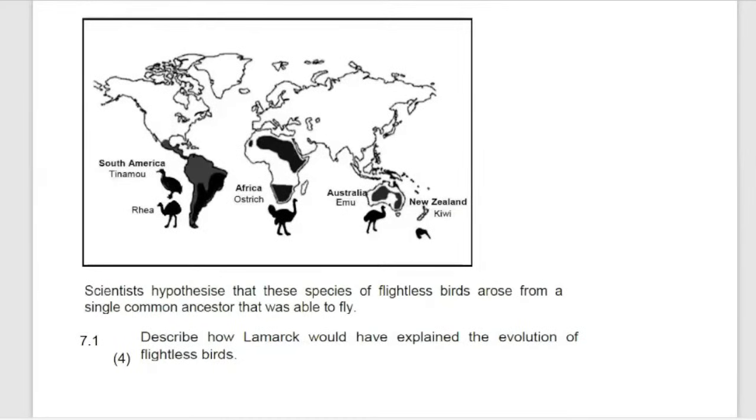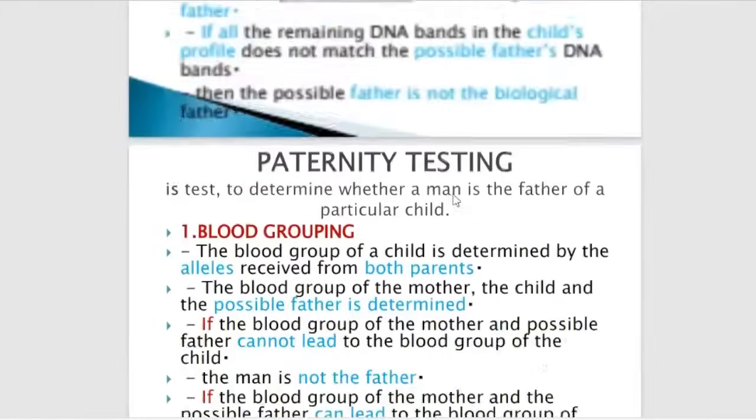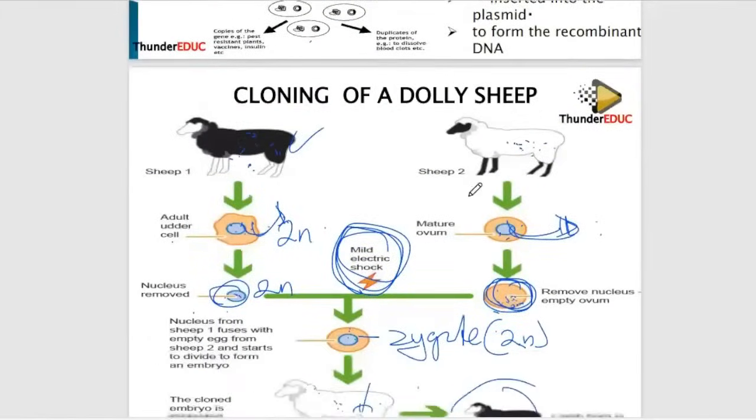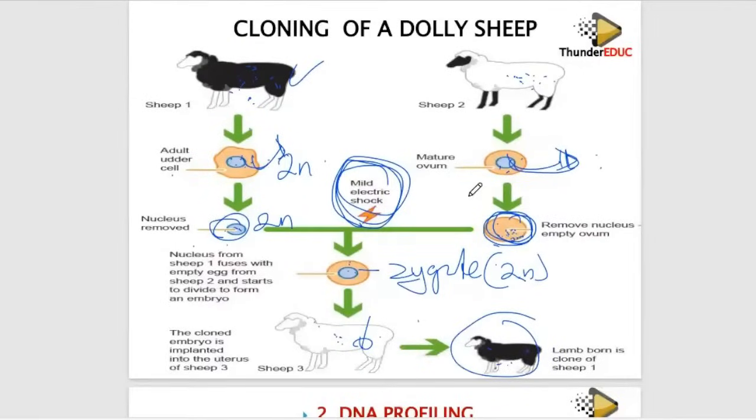Why don't we use the whole genetic material of sheep 1? Oh, maybe you are asking me, why don't we use the whole cell of sheep 1? It's because this casing is not for an ovum. You understand? And therefore it cannot undergo meiosis.